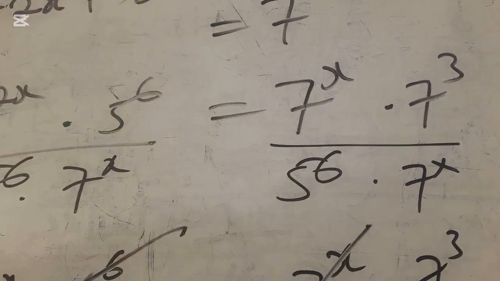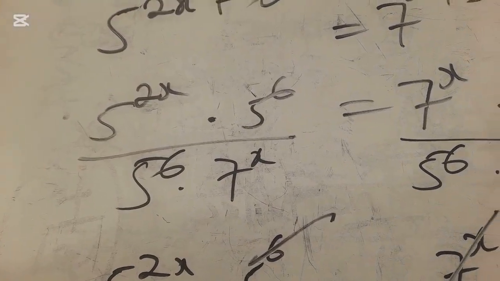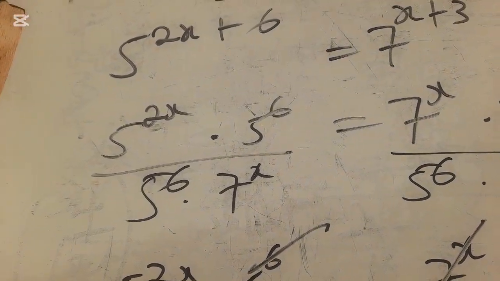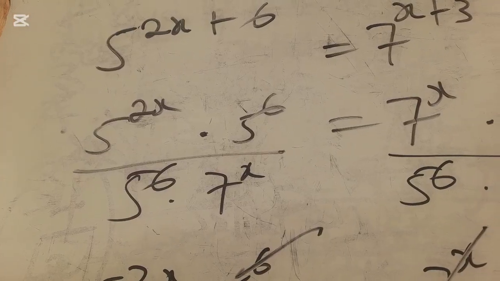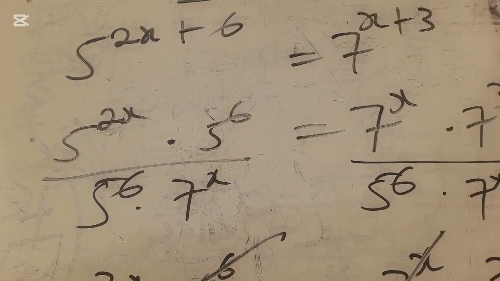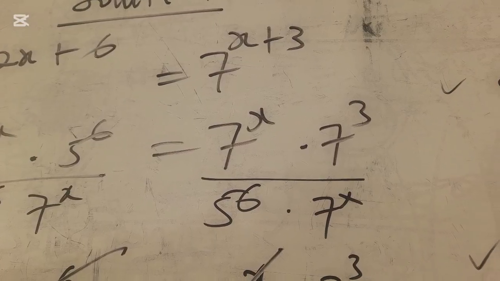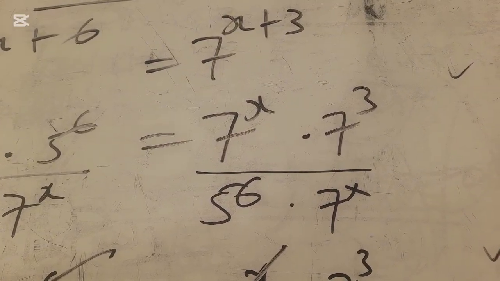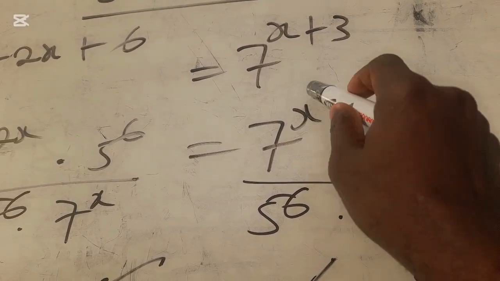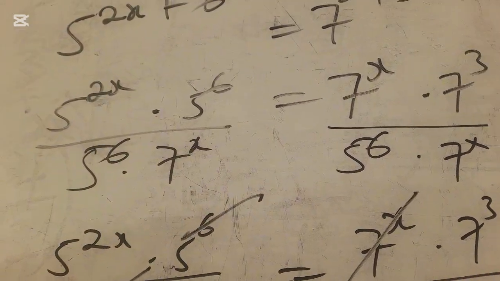So if we can add, then we can also separate like this. So 5 power 2x is multiplying 5 power 6, and then 7 power x is also multiplying 7 power 3. That is why the powers are added. So we did the same thing.